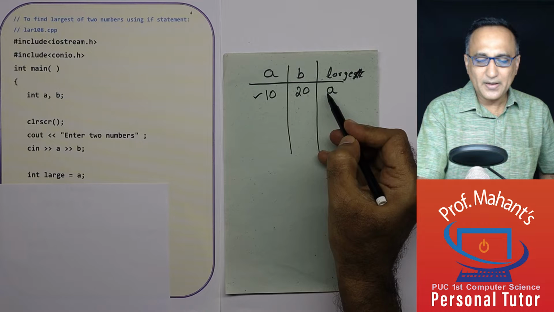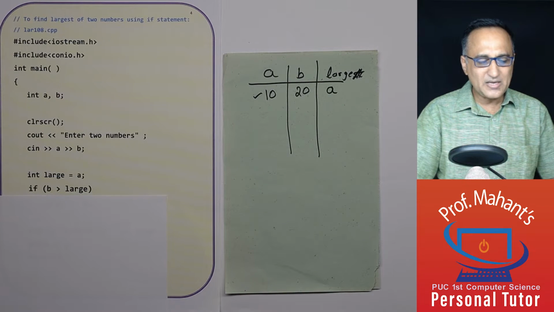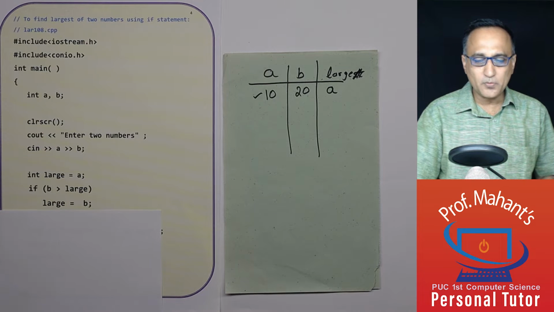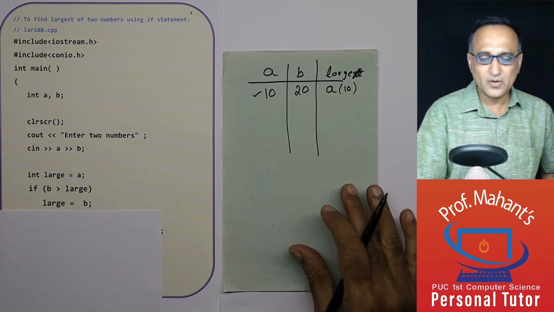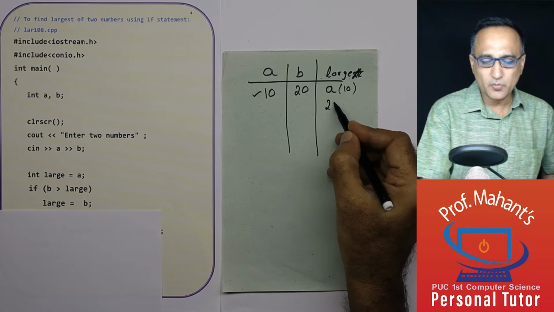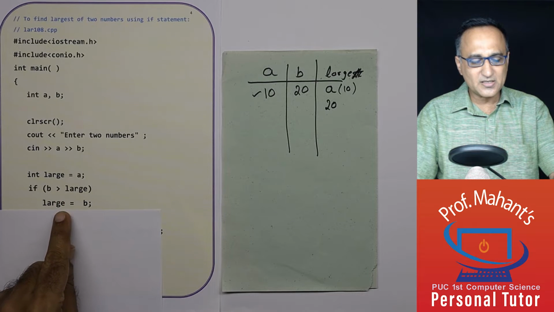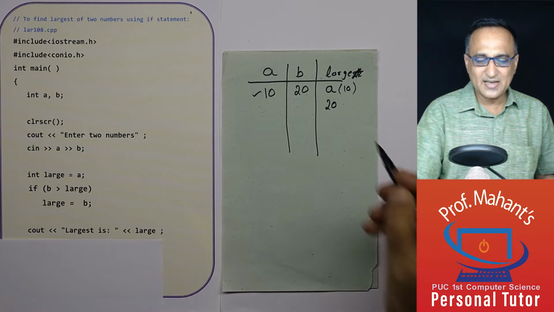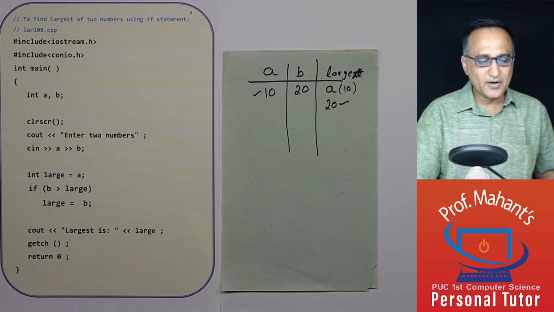Now I need to compare b with large. So what I'm going to say is if b is greater than large, then my new large is going to be equal to b. Since 20 is definitely greater than 10, the new value of large is going to be equal to 20. So here I have used if b greater than large, large is b. Then I am coming down here, largest is large, and it is going to end up printing 20. And with this, you end your program.